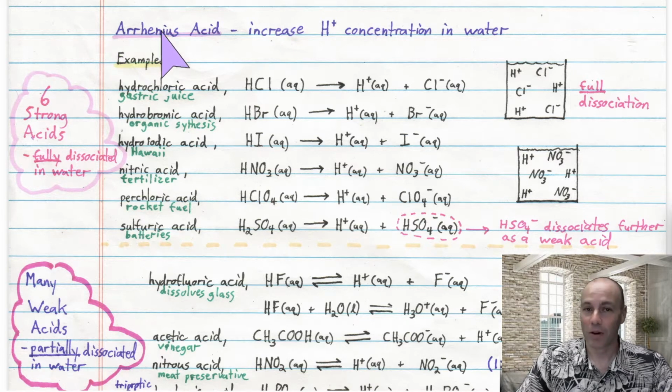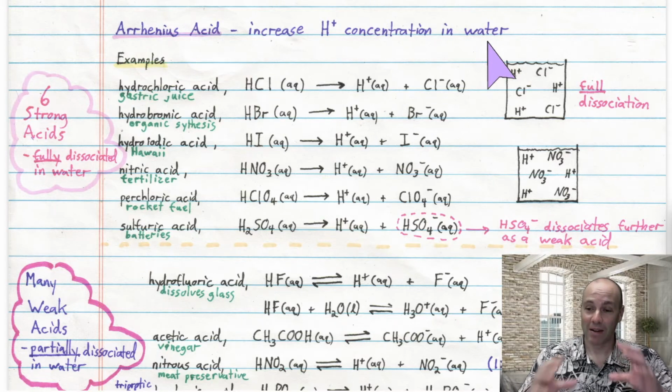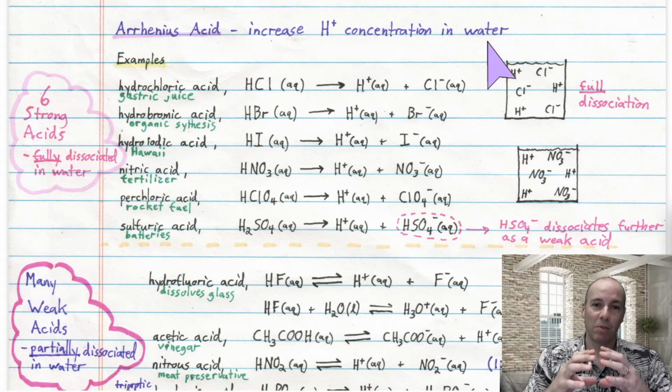An acid, according to Arrhenius, is a substance that increases proton concentration in water. So acid molecules have to have hydrogen atoms, and when they dissolve in water, those hydrogen atoms become separated from the molecule as a proton.